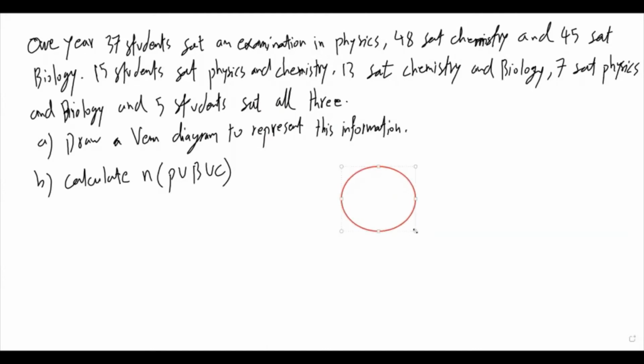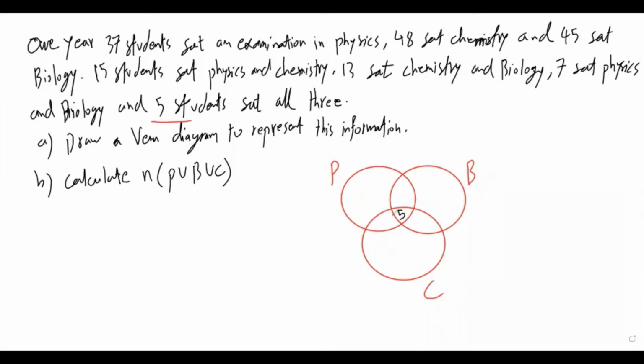Let's say each of these circles represents one specific subject. If this is physics, I'm going to use the letter P, B for biology, and C for chemistry, right? Let's start with the center. This is the region that belongs to all the students who sat for all 3 subjects. We already know the number for that. It's 5, so I'm going to write 5 here.